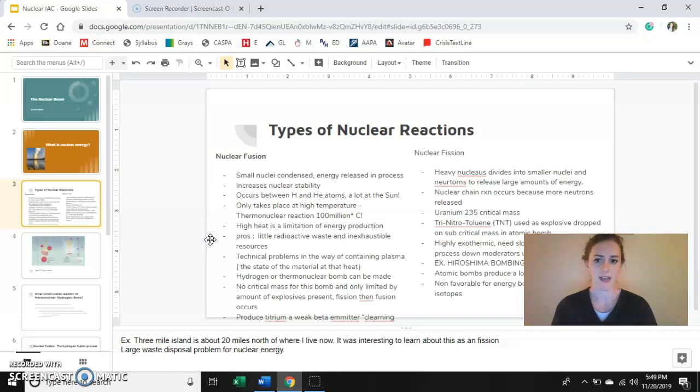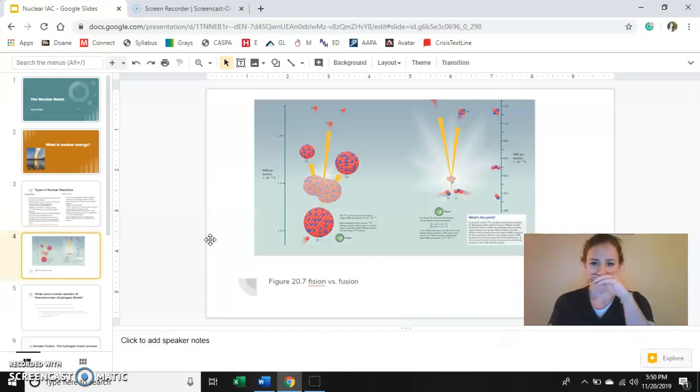Fusion occurs in hydrogen or thermonuclear bombs, which is what we'd be looking at. Unlike the fission reactions, no critical mass is needed for this bomb. It's only limited by the amount of explosives present. However, fission is needed before fusion occurs. This is a slide from our textbook, and I like the way it presents the two reactions. I think it's visually easy to understand. Here we have the fission reaction and the fusion.